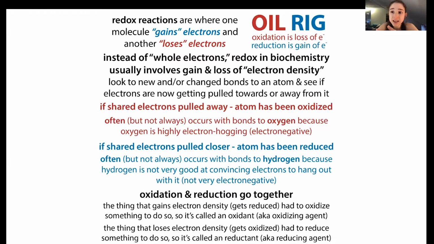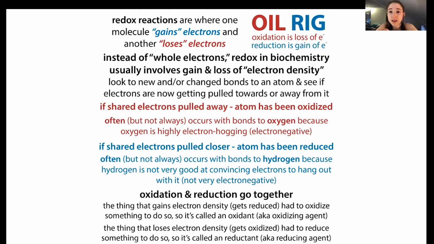However, you often see that a reduction is accompanied by the gain of a bond to hydrogen. And so why is this? It makes sense for oxidation: gain a bond to oxygen, you get oxidized. That's cool, they make sense, right?